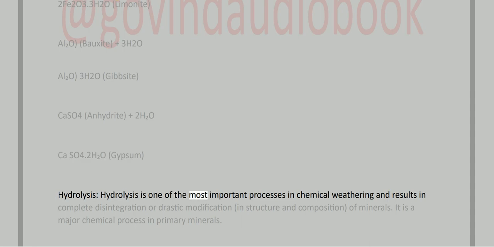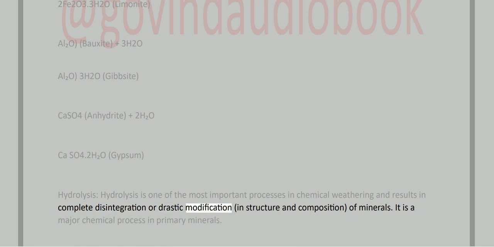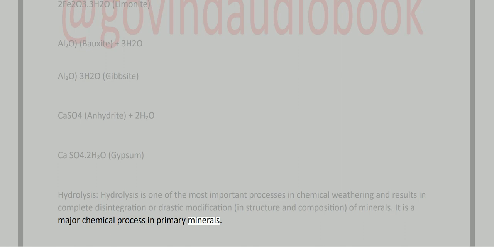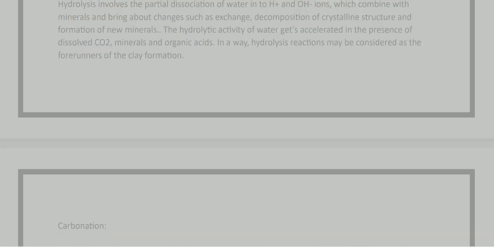Hydrolysis is one of the most important processes in chemical weathering and results in complete disintegration or drastic modification in structure and composition of minerals. It is a major chemical process in primary minerals. Hydrolysis involves the partial dissociation of water into H+ and OH- ions, which combine with minerals and bring about changes such as exchange, decomposition of crystalline structure and formation of new minerals. The hydrolytic activity of water gets accelerated in the presence of dissolved CO2, minerals and organic acids. In a way, hydrolysis reactions may be considered as the forerunners of the clay formation.